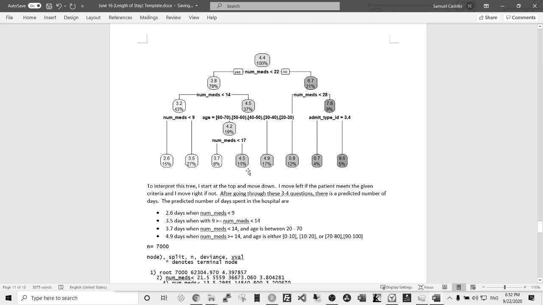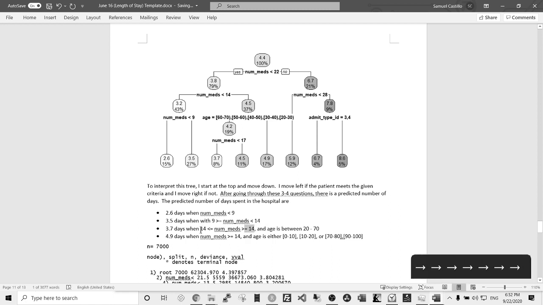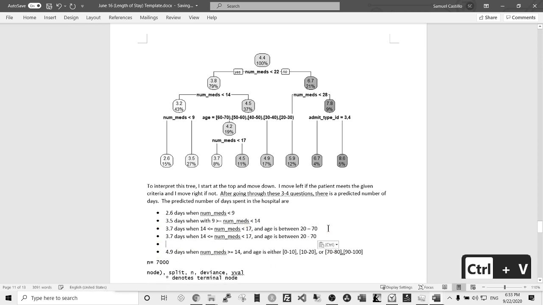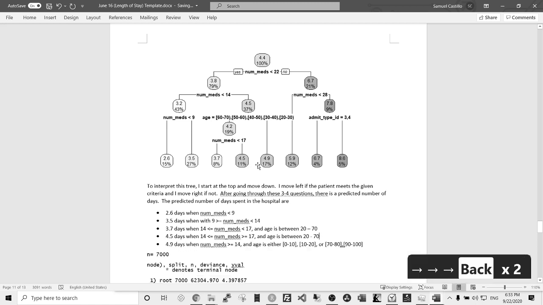So then num meds less than or equal to 17. You go down here, so I'm at this node 3.7. I have to meet this age criteria, and then num meds has to be less than or equal to 17. So num meds is greater than or equal to 14 and less than 17. Then do the same for num meds greater than or equal to 17. Then it's 4.5 days.